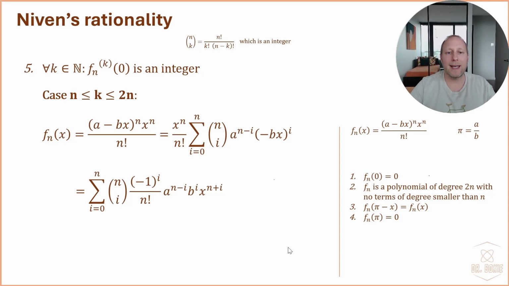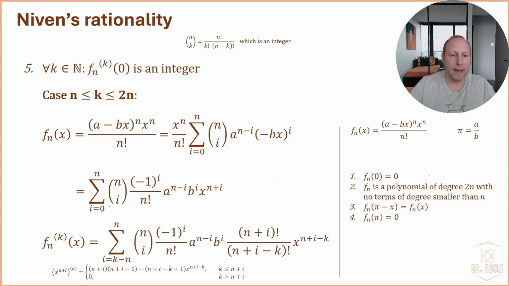If you keep on doing that k times, the kth derivative of x to the power n plus i is 0 if the number of times you take its derivative is strictly larger than the degree of x. If k is strictly larger than the degree, n plus i, then you just get 0. And that means that in the sum, all the terms with i strictly smaller than k minus n will vanish, which is why the sum starts in this case at k minus n and not at 0 like before.